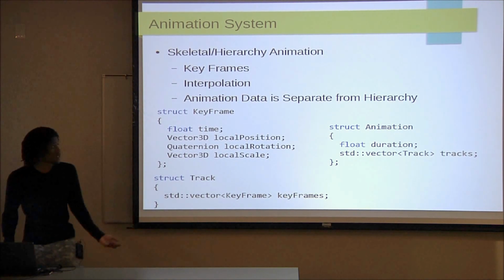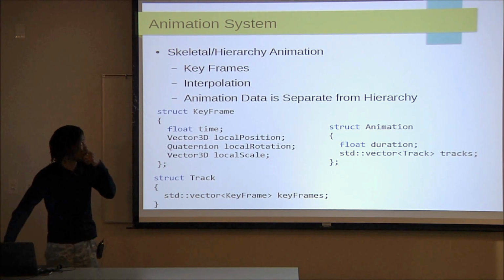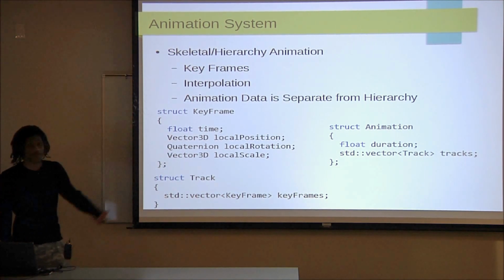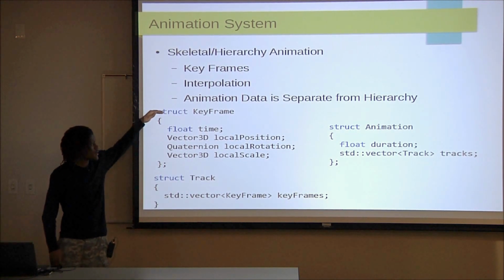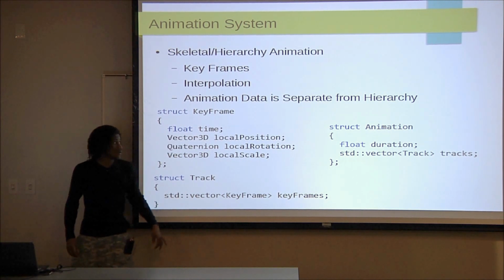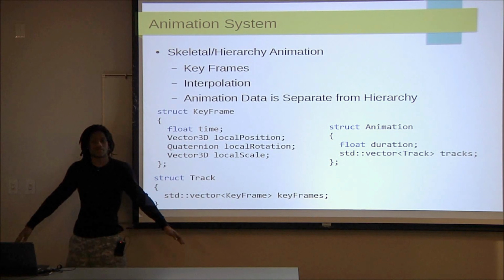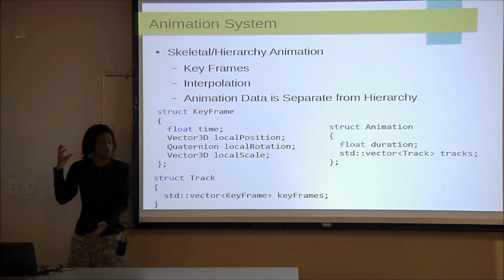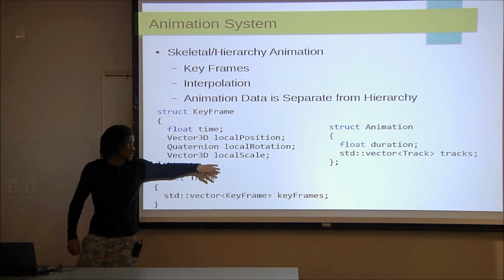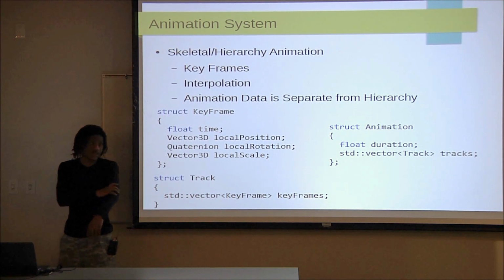Skeletal hierarchy animation, this is what I did. I know a lot more about this than the non-skeletal. So keyframes, interpolation, and the animation data are separate from the hierarchy. This is what I was talking about when I explained keyframes. This is the actual time in the animation for where that orientation, scale, and rotation should be. And then you have the local position, local rotation, local scale.